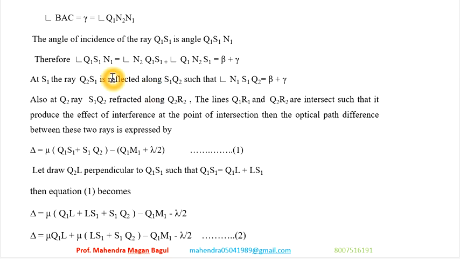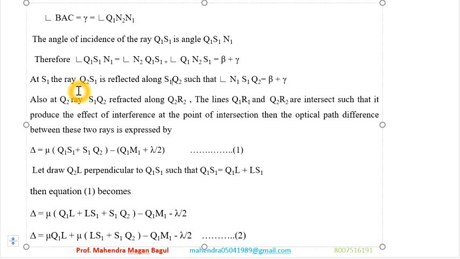Therefore, because of this, angle BAC, which is equal to gamma, is equal to angle Q1N2N1. The angle of incidence of the ray Q1S1 is angle Q1S1N1. Therefore, angle Q1S1N1 is equal to angle N2Q1S1 plus angle Q1N2S1. From the figure, N2Q1S1 is nothing but beta and Q1N2S1 is nothing but gamma. Therefore, this is equal to beta plus gamma.